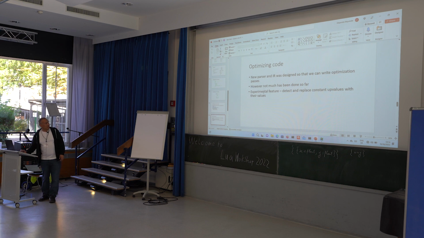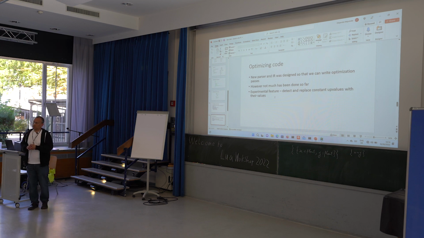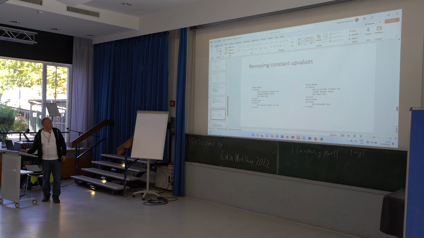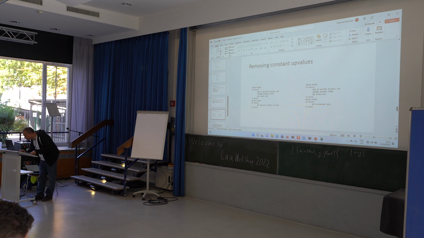So here's an example of an experimental feature. A lot of times we want to declare constants, right? And if these constants are not changed anywhere, ideally they should be replaced by the constants in the code. I didn't show the code here actually. Okay, let me maybe scribble here. What is the code supposed to look like here?